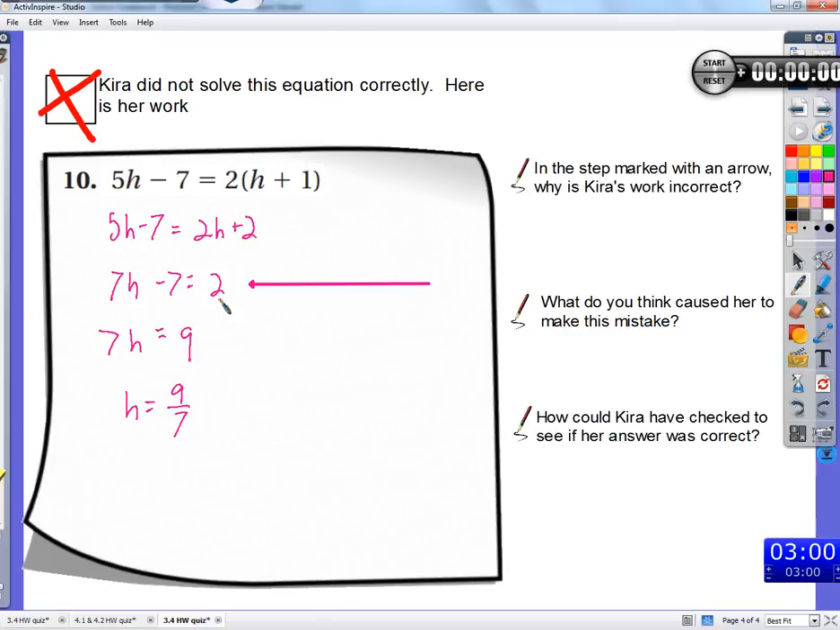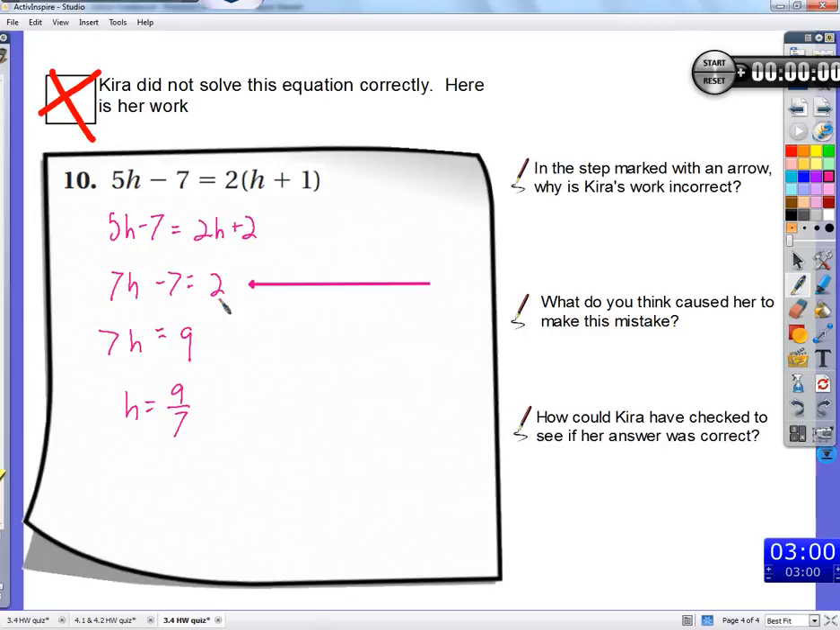If you can state what Kira did incorrectly, what she actually did wrong, what she would have had to do to get this thing done that she did, it's even better. So what's going on here? What did Kira do wrong? What's wrong with that stuff?